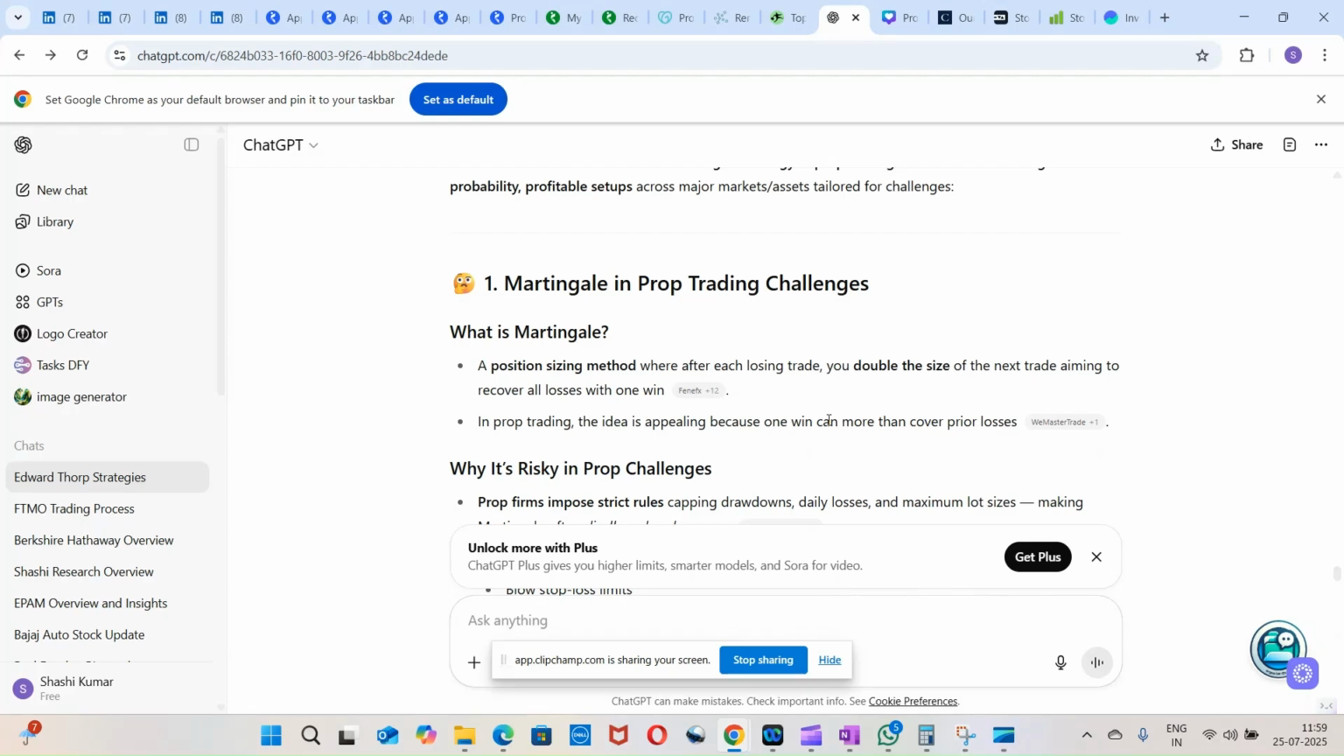Suppose you lost continuously for 5 days with a position size of one on a particular asset class, let's assume Bank Nifty. And on the sixth day, you increase your position size to five, and you expect to win and cover all the losses. So that's what martingale is. Martingale is a position sizing method where after each losing trade, you double the size of the next trade, aiming to recover all the losses in one win.